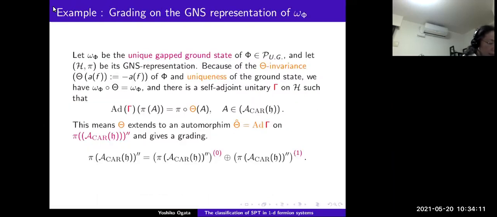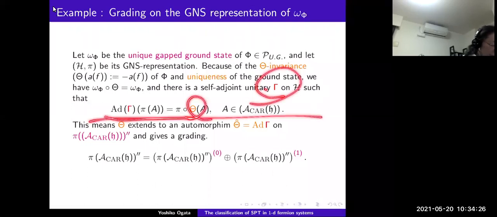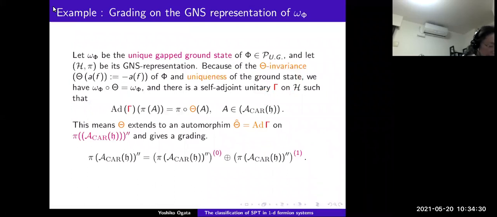So as a result of this general statement, theta is implementable in the Hilbert space. Namely, there is a unitary gamma implementing this theta in the Hilbert space. And as I said before, a good thing is that this means that this theta extends to an automorphism by this form.